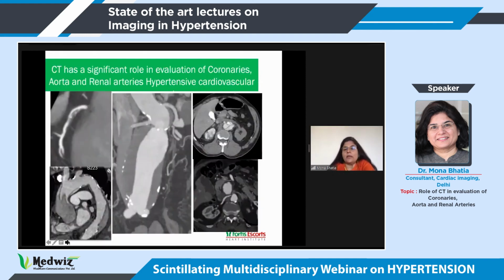So finally, all I'd like to say is that CT has a significant role in the evaluation of the coronaries, aorta, and the renal arteries in hypertensive cardiovascular evaluation.